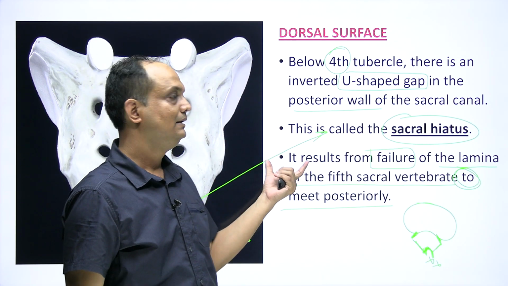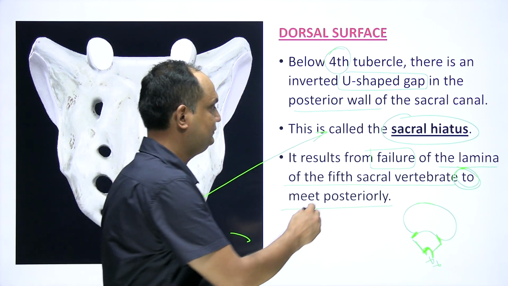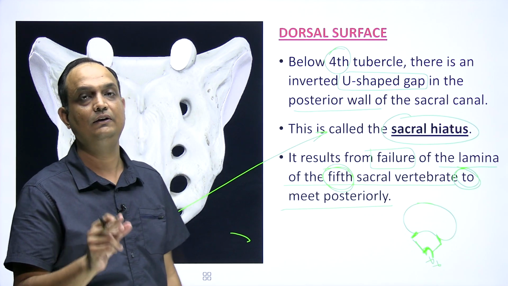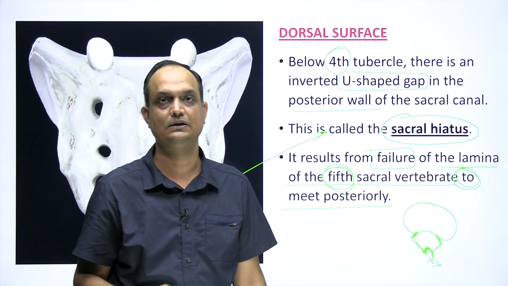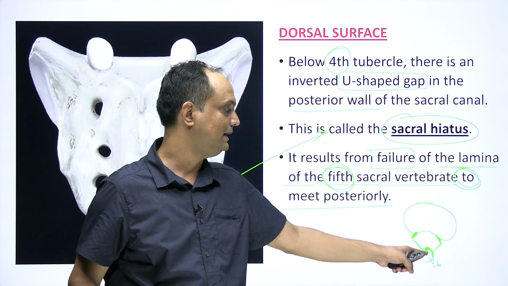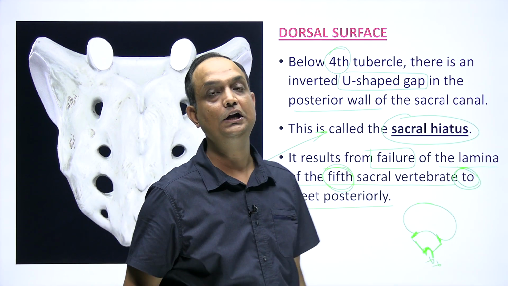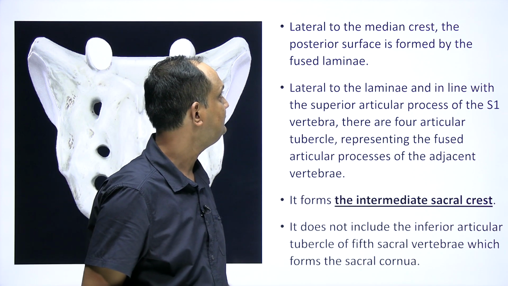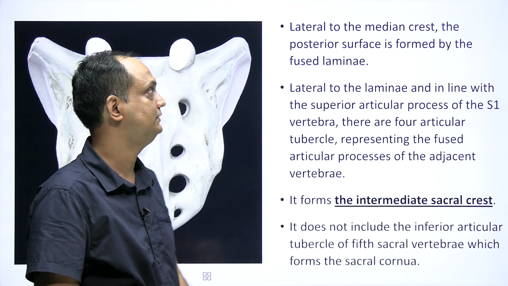That the lamina of S5, this is again the important part, that the laminae of S5 fail to fuse with each other. That's why this part remains open, and it will lead to the formation of the sacral hiatus. Now what are the other features of the dorsal surface?